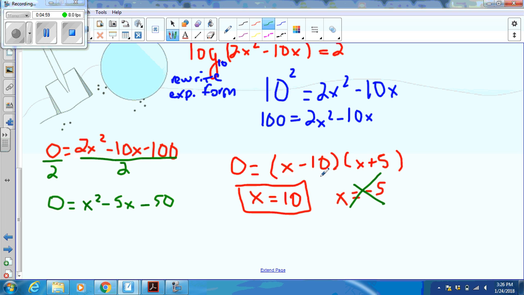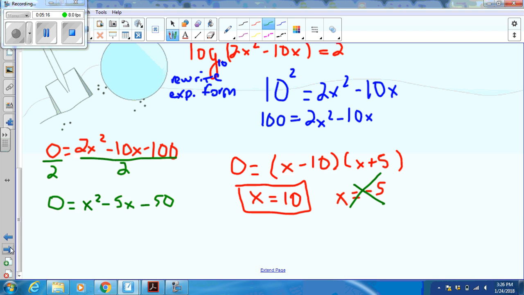So in this case, we only have one solution, x equals 10. Sometimes when you do these problems, especially in your homework, it is possible that the only answer you get does not work. If that happens, it might be a no solution deal, okay?